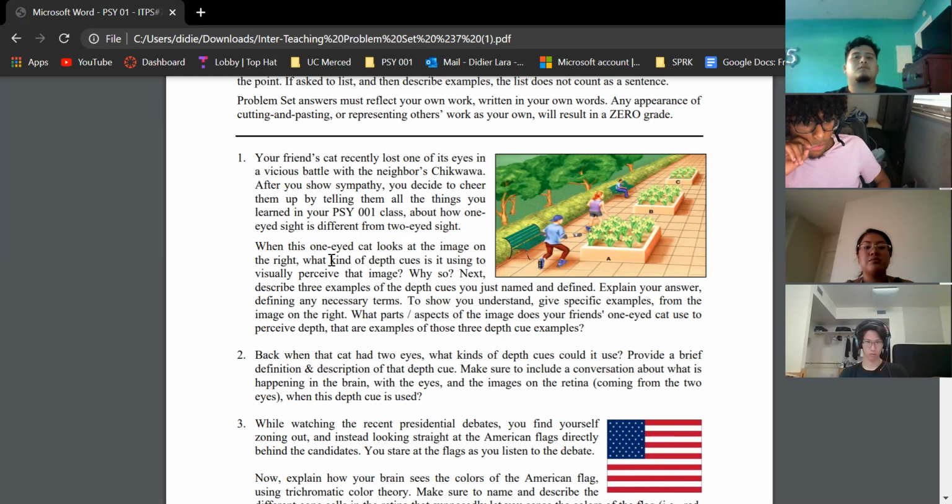The third cue is relative size. The one further away will take up a smaller portion of the retina. The one-eyed cat uses the horizontal lines and shadows to perceive depth, and is an example of relative height, a monocular depth cue, since it is looking at 2D images such as a picture using one eye.